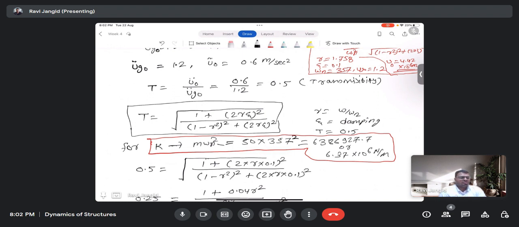Thanks. These sessions are very nice and very helpful to understand the concepts. Without these discussions, we cannot understand the theoretical concepts. That is the main purpose of conducting the session. Yes, very useful.